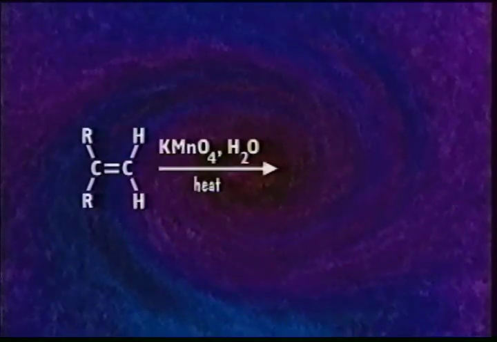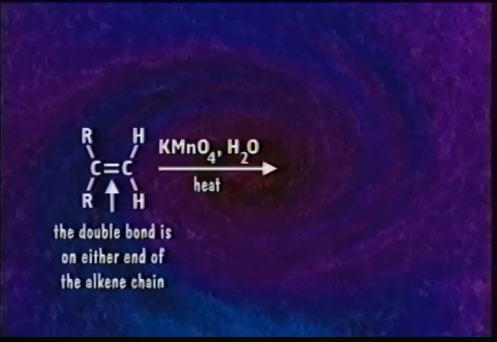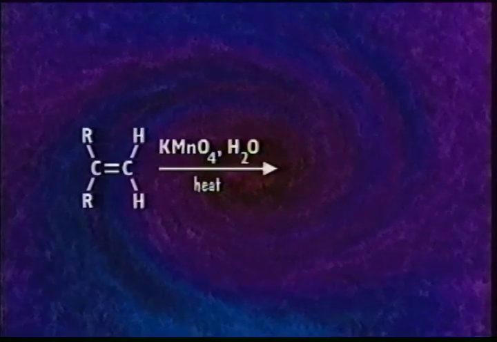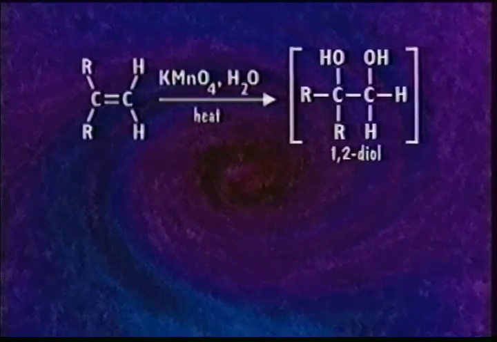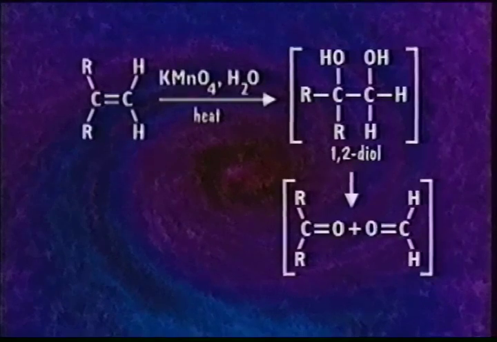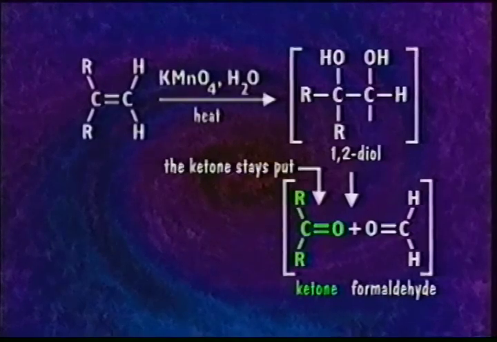Things turn out a little bit differently if the double bond of the alkene is terminal, which means that the double bond is on either of the ends of the alkene chain. The reaction starts out the same. The alkene is oxidized, forming a 1,2-diol. That 1,2-diol is then cleaved, and again we get two carbonyl compounds. The only difference is the two carbonyl compounds are a ketone and a formaldehyde. And once again, the ketone stays put, so that's one of our products.